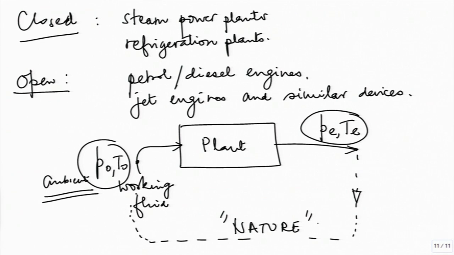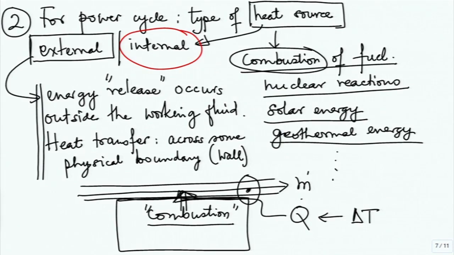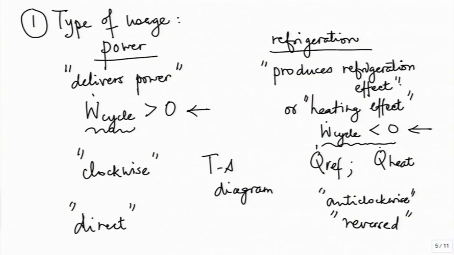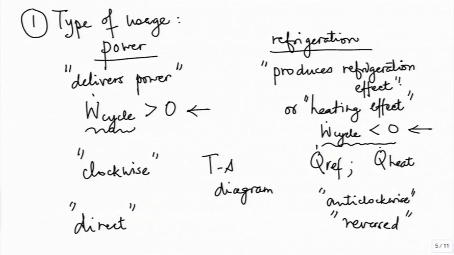So, the disadvantage of an open cycle is that we are loading nature without asking for its permission for at least part of the execution of the cycle. Okay. Now that brings me to the end of the third type of classification. The fourth type of classification, let me go back, is whether it is a single equipment cycle and multi-equipment cycle.